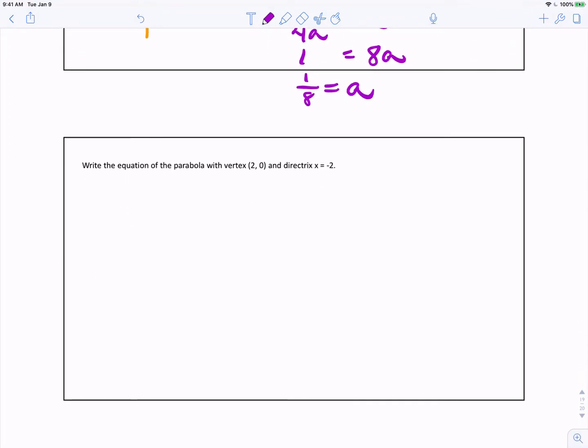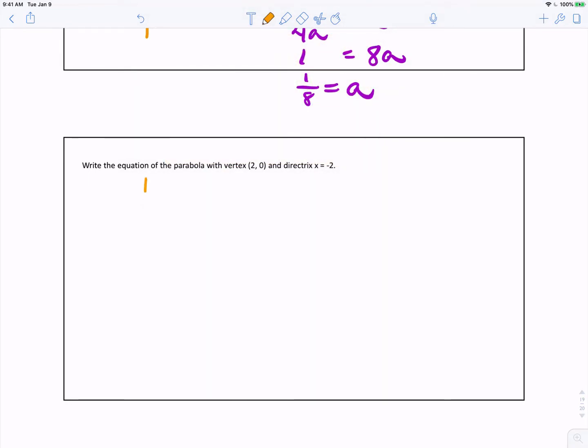Write the equation of the parabola with vertex 2, 0 and directrix x equals -2. So why don't you sketch that and then see if you can figure out, is this an x equals parabola or is this a y equals parabola? Okay, let's see how you did.